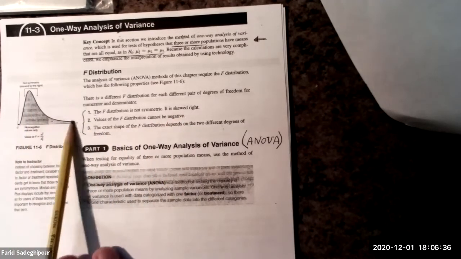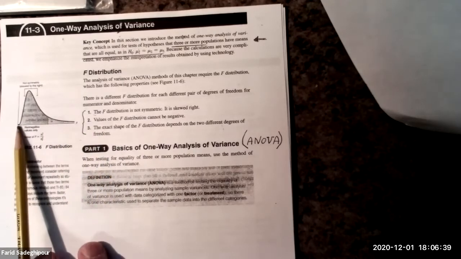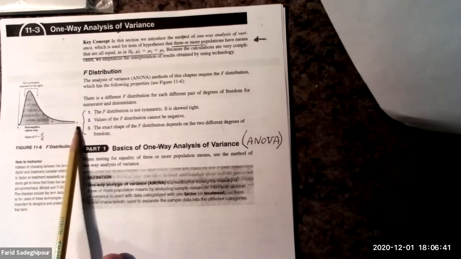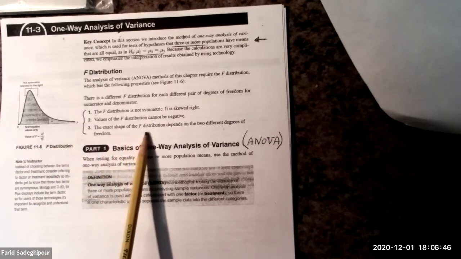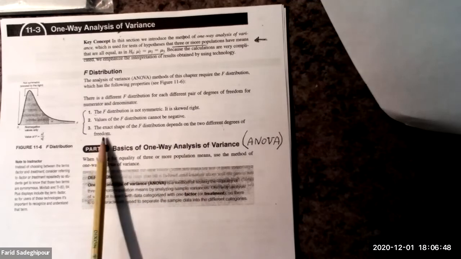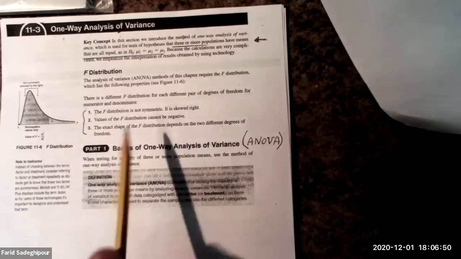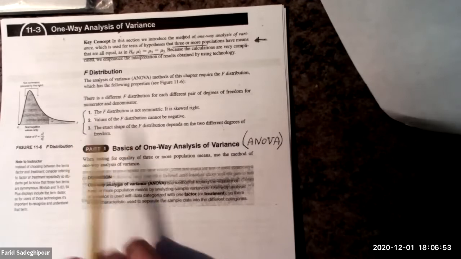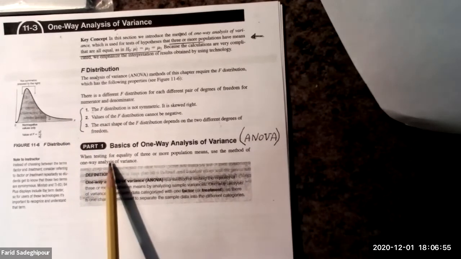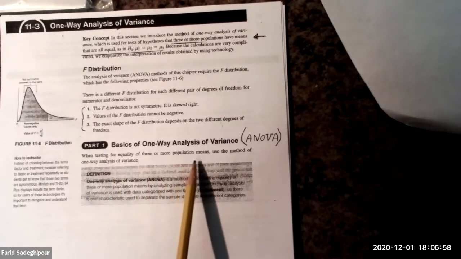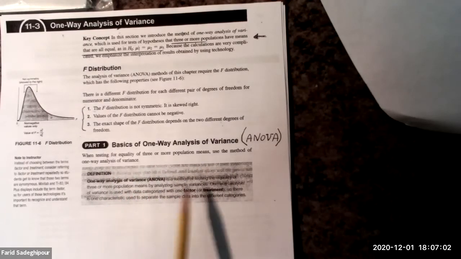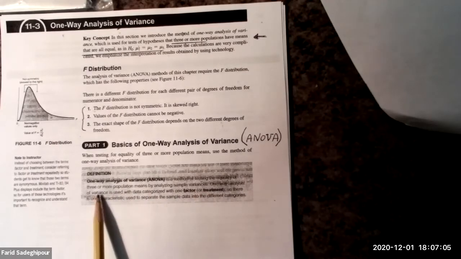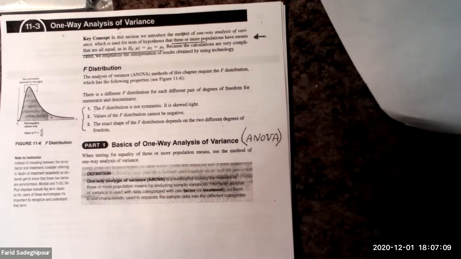It's skewed to the right. The value cannot be negative. You always start from 0 and increase positively. So it's always positive. And the exact shape of the distribution depends on 2 different degrees of freedom. There are 2 types of degrees of freedom that we discuss later. So when testing for equality of 3 or more population means, use this method. One-way analysis of variance is a method for testing the equality of 3 or more population means.